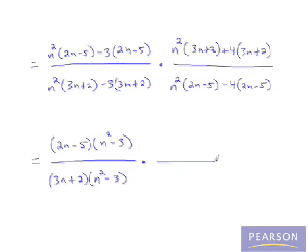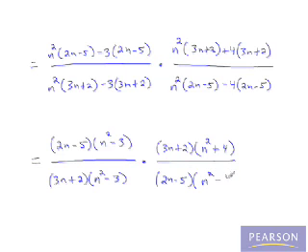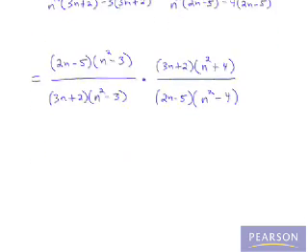Second fraction, numerator. Factor out 3n + 2, and we're left with n squared + 4. Denominator, factor out the 2n - 5, and we're left with n squared - 4. So there we have everything factored completely by grouping.